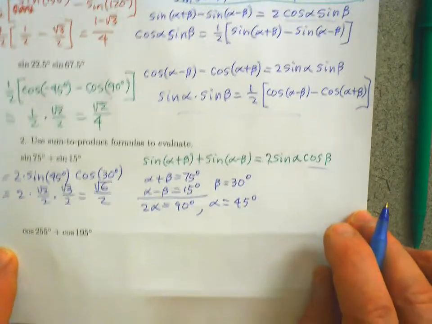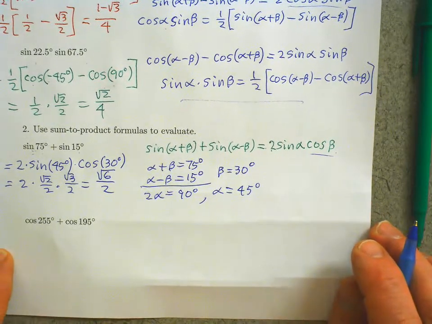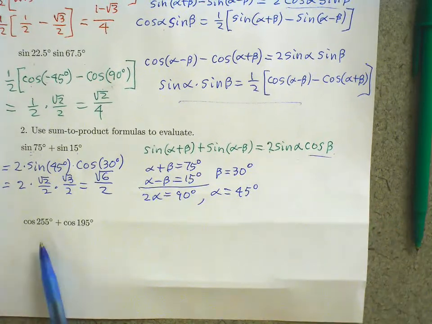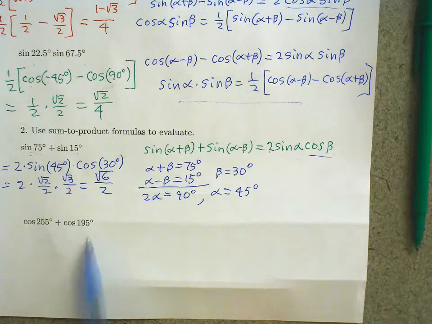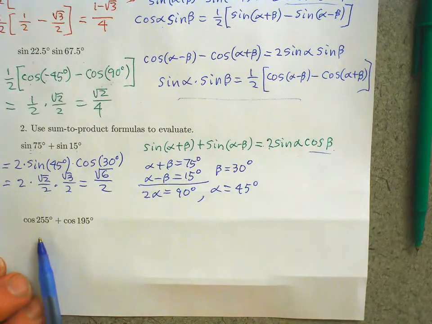Okay, the next one. Okay, so now we have a cosine of 255 degrees plus cosine of 195. Well, I want to get to the other material, so let me see if I can point something out.